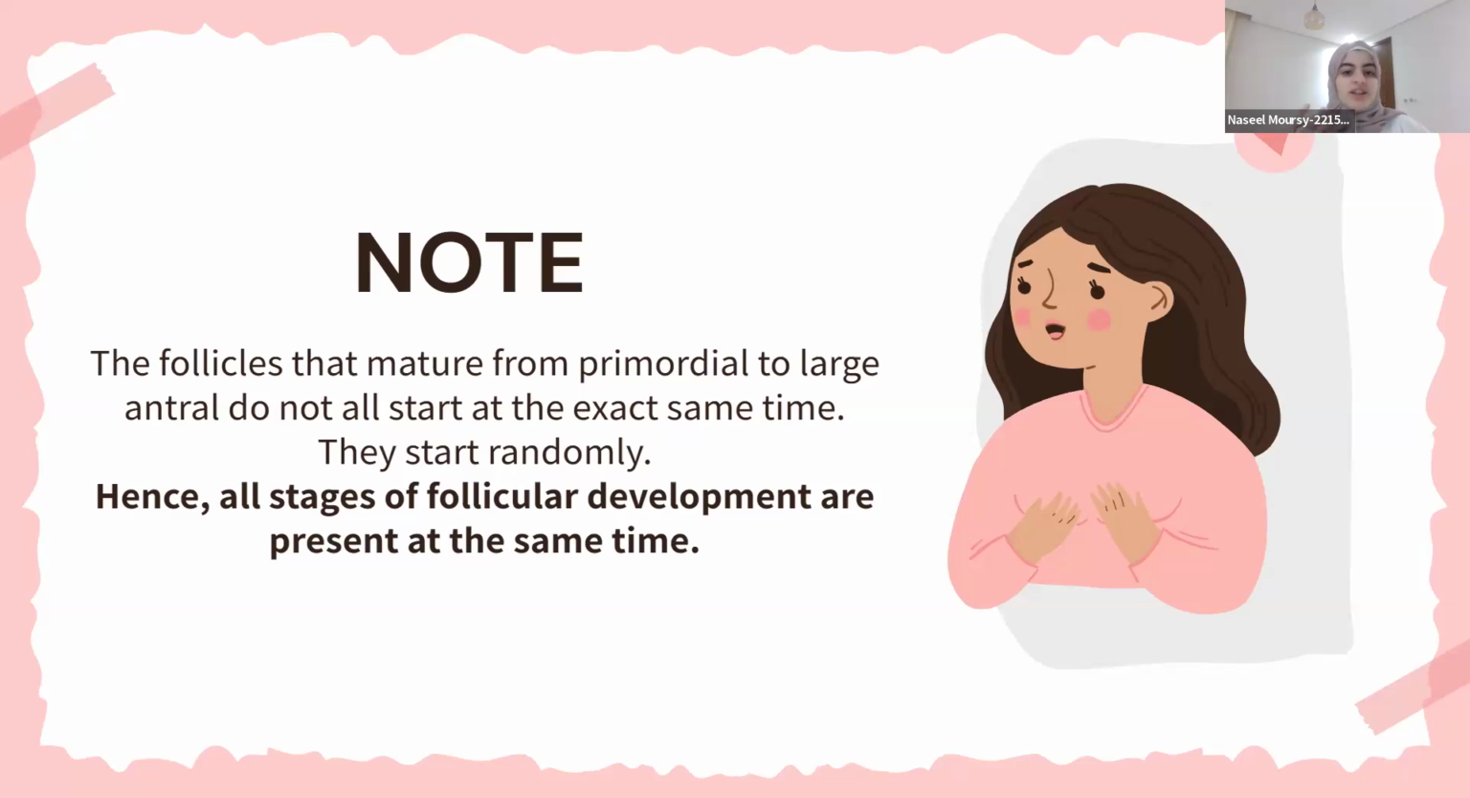Okay, so what does this say? All stages of follicular development are present at the same time. It's not that you only have, for example, the tertiary follicles now. No, you can even have primordial follicles.